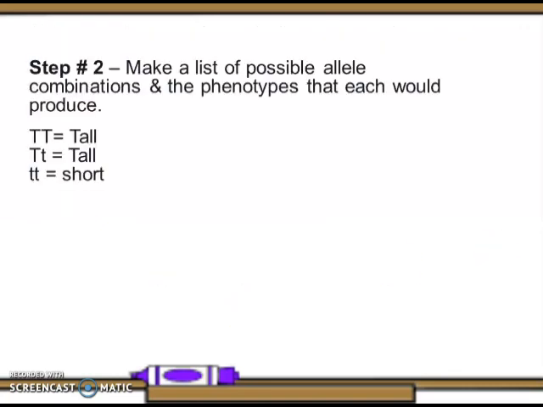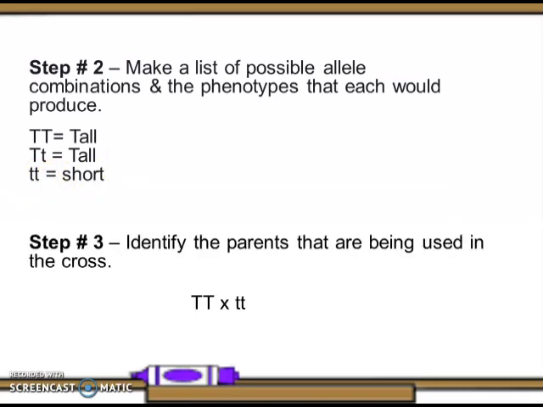Step 2. Make a list of possible allele combinations and the phenotypes that each would produce. So in this example, we have homozygous dominant, which is tall, heterozygous, which is also tall, and homozygous recessive, or short. Step 3. Identify the parents that are being used in the cross. So we have the parental genotype: homozygous tall cross to homozygous short, or homozygous dominant cross to homozygous recessive.